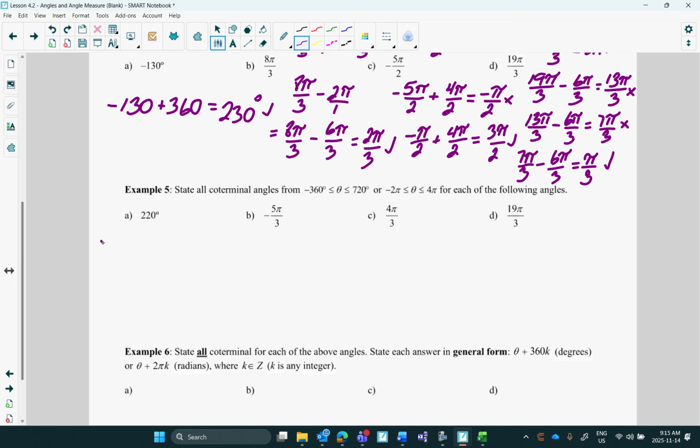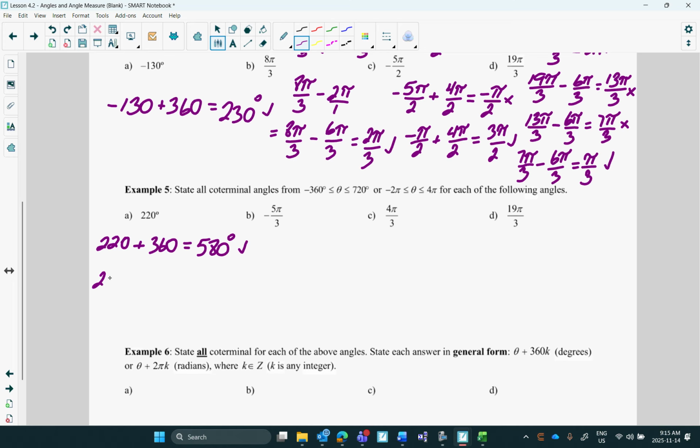So, 220. That's in this interval. If I add 360, will I get an answer that's still in this interval? Yes. What do I get? 580. That's inside. If I add another 360, will I still be inside? No. So don't add anymore.